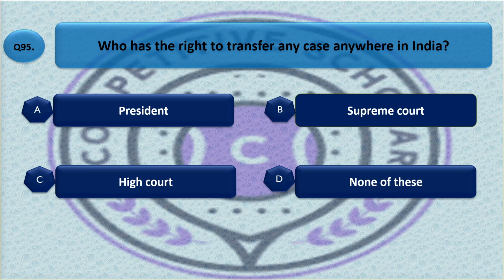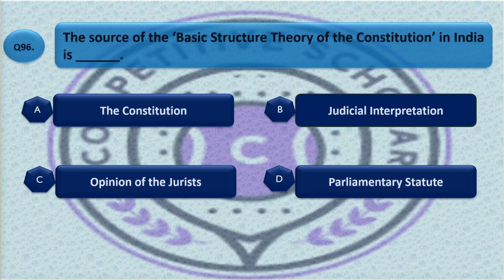Next is question number 95. Who has the right to transfer any case anywhere in India? Option A, President. Option B, Supreme Court. Option C, High Court. Option D, none of these. So the answer is Supreme Court.